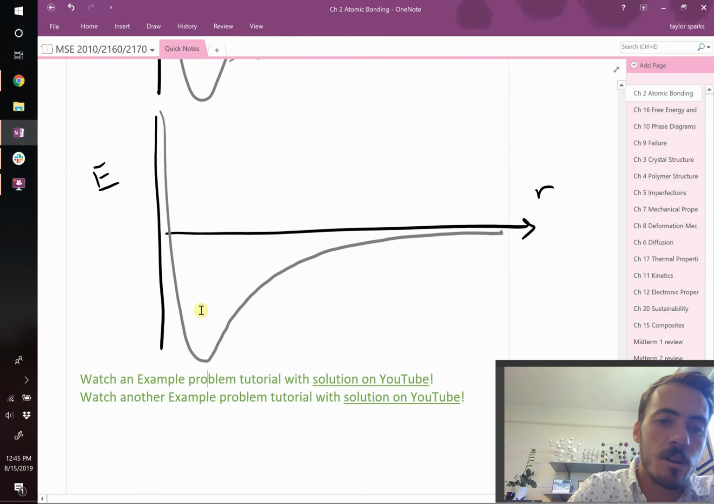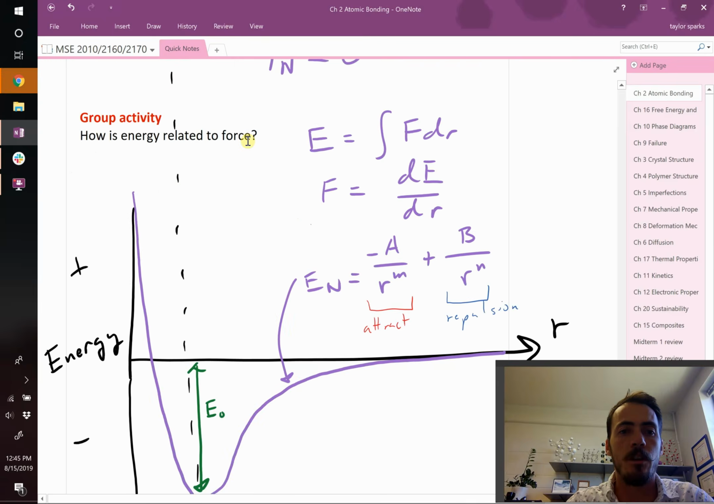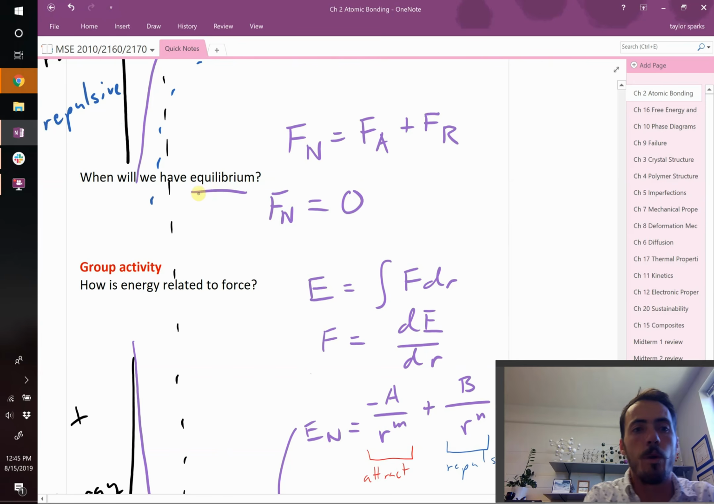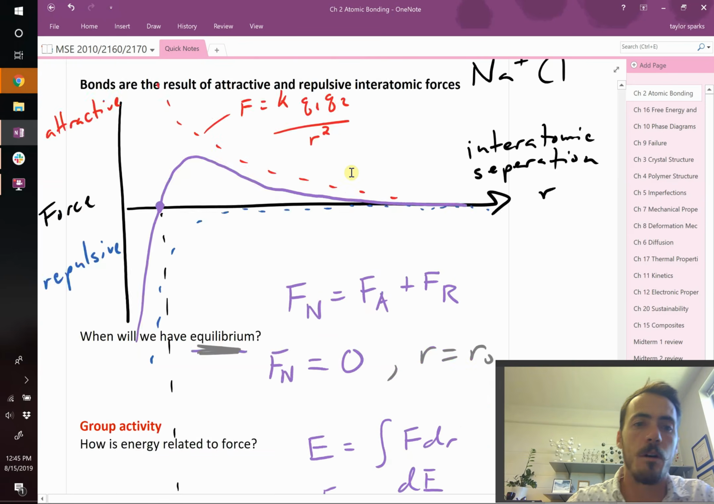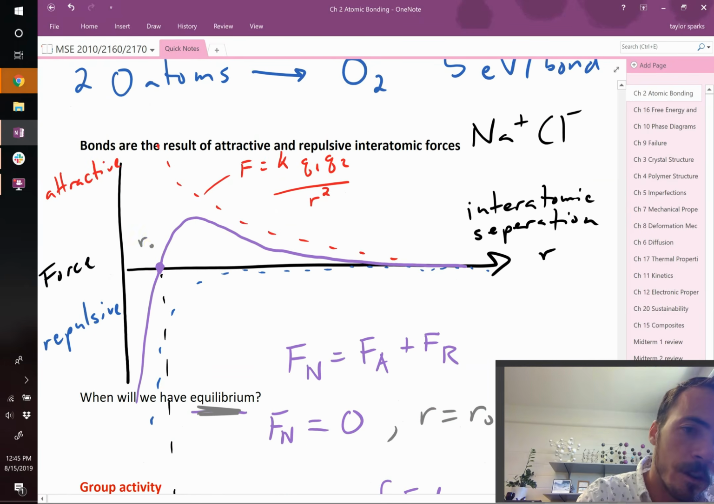So imagine that you're at your bonding point, R0, equilibrium. So again, when do we have equilibrium? When F0 equals 0. This happens when R is equal to a special number that we call R0. So this right here is R0.